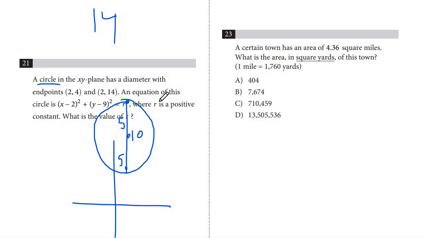So in our equation, what is r? Where r is a positive constant, so r is 5. So that is our answer. r is equal to 5. That's the radius, because that's what the circle equation is asking for.